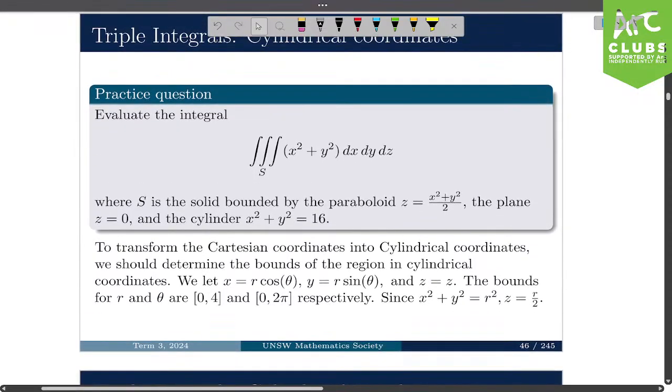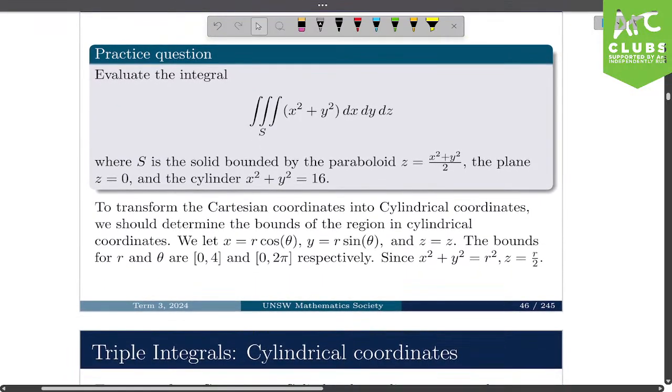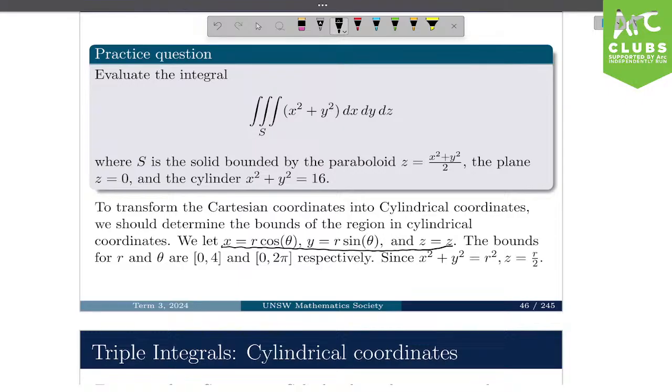So let's practice this question. Evaluate the volume given by this function. As stated earlier, we first convert the coordinates to cylindrical, and the bounds for r and theta are kind of given here. Since x squared plus y squared is equal to 16, which is equal to r squared, the bounds for r are between 0 and 4, and since we're rotating through the entire xy plane, or 2 pi around the z-axis, the bound for theta is also 0 to 2 pi.